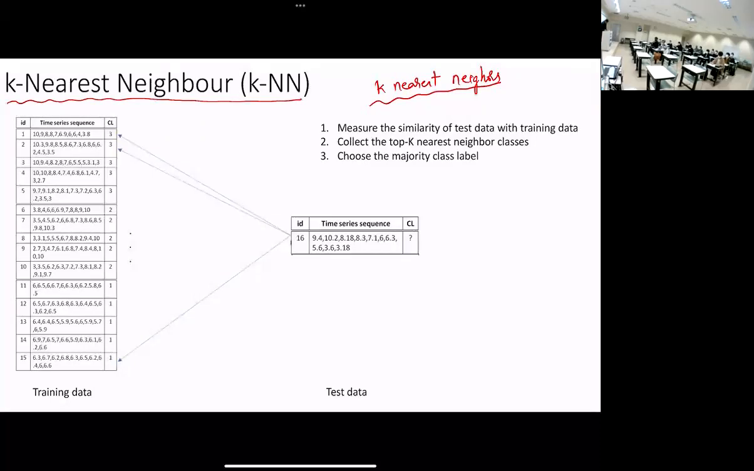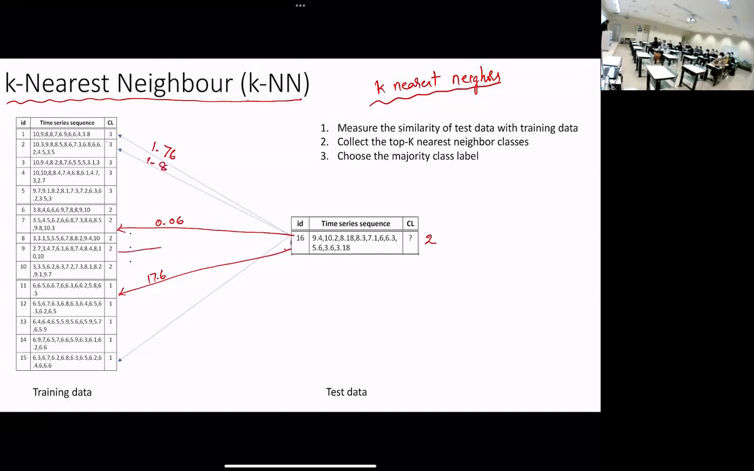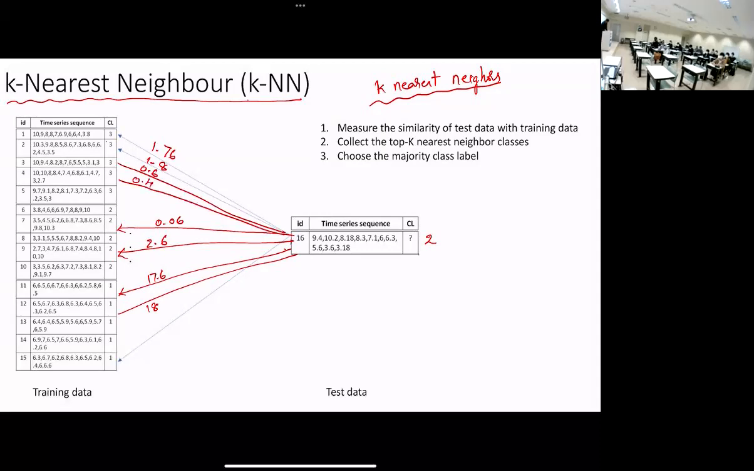For example, assume this one has 0.06 distance, this one is 1.76 hypothetically, and this one is 17.6 something. Hypothetical values. So 1NN will say this belongs to class 2, because that is the closest. But it may not be, because there are multiple cases. So assume this one is 108, this is 2.6, this is 18, this is 0.6, 0.4.